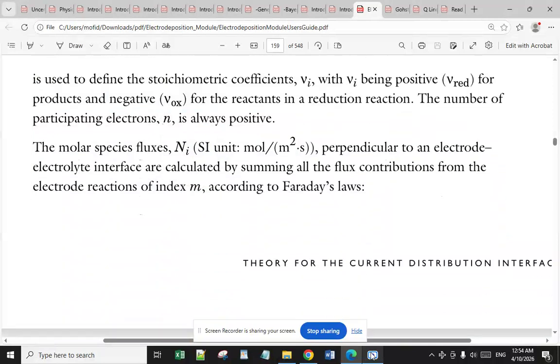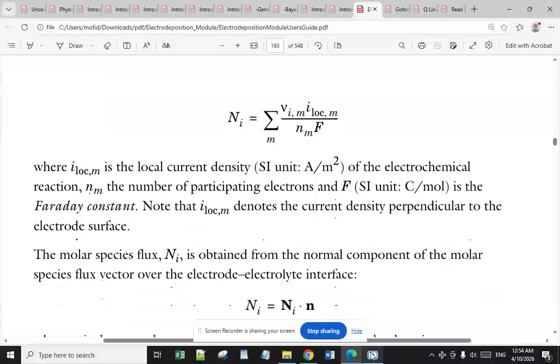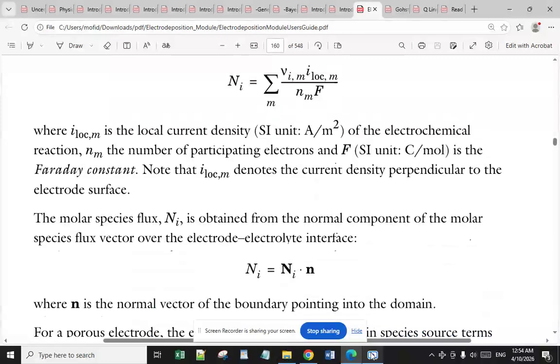The molar species fluxes N_i, with SI unit mole per square meter per second, perpendicular to an electrode-electrolyte interface are calculated by summing all the flux contributions from the electrode reactions of index m according to Faraday's law, where i_local,m is the local current density, with SI unit ampere per square meter, of the electrochemical reaction. n_m is the number of participating electrons, and F, with SI unit coulomb per mole, is the Faraday constant. Note that i_local,m denotes the current density perpendicular to the electrode surface.